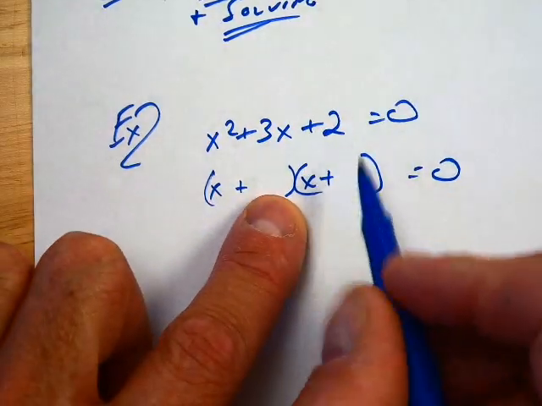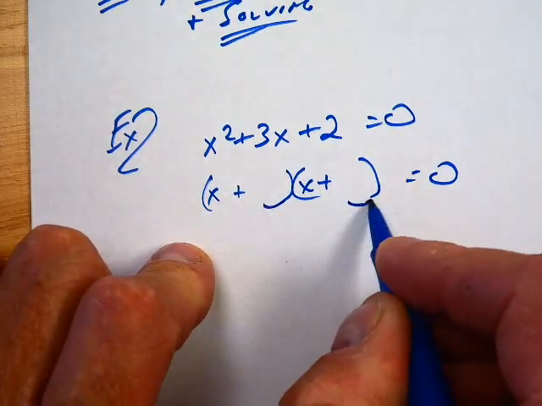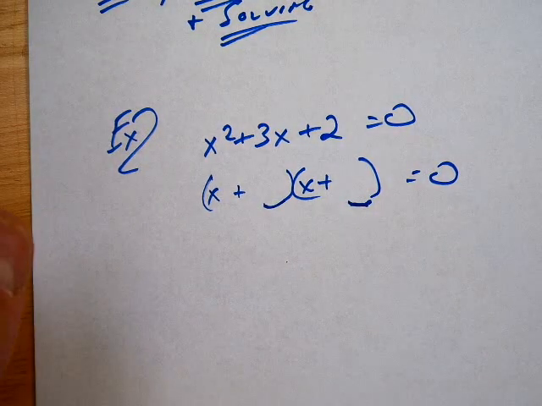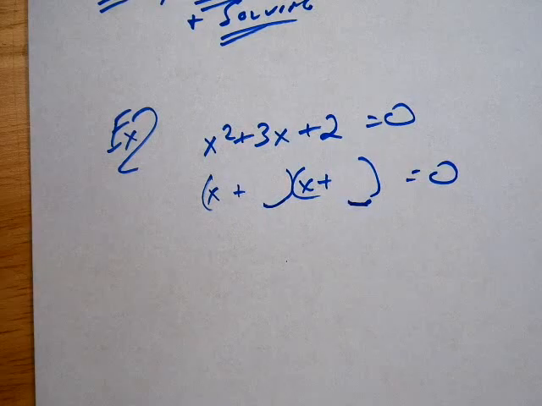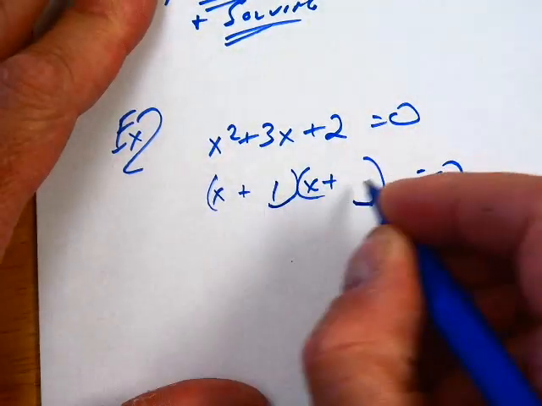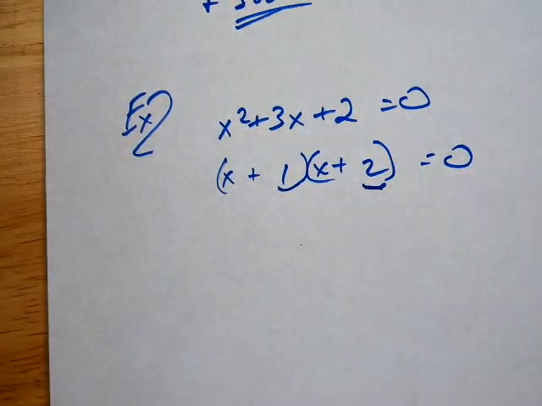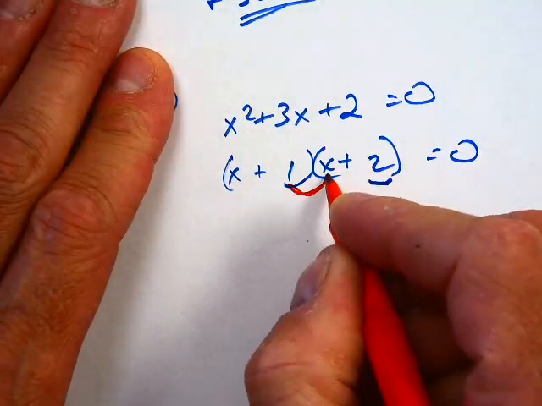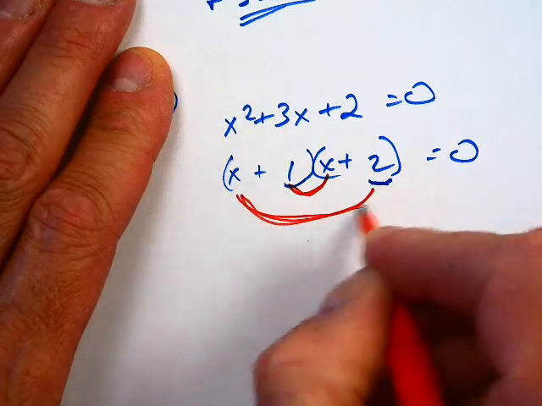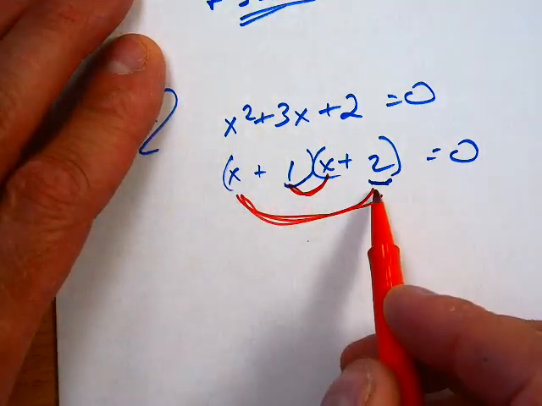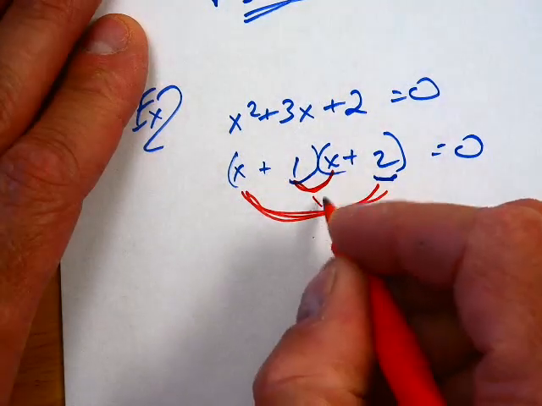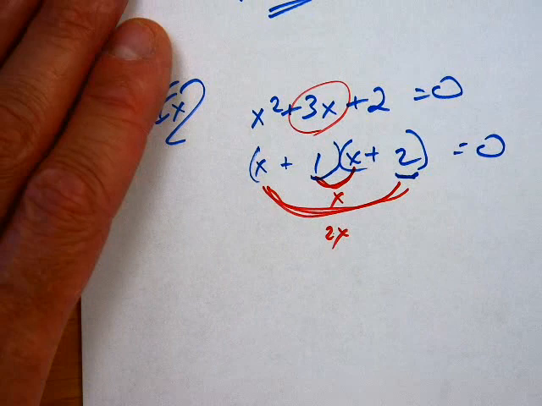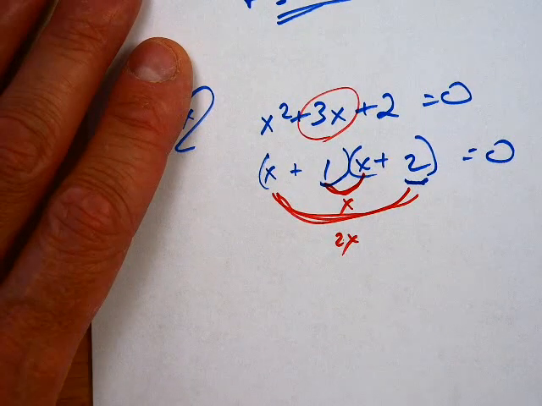Okay? So now the thing that has to be special about these two numbers is they need to multiply together to give me 2. There's only one option in this case. 1 and 2. Okay? But is that right or is it not right? Well, let's take a look at it. We've got to check these right here. I have a 1x and a 2x. If I add them together, I get 3x, so I know it's factored correctly.